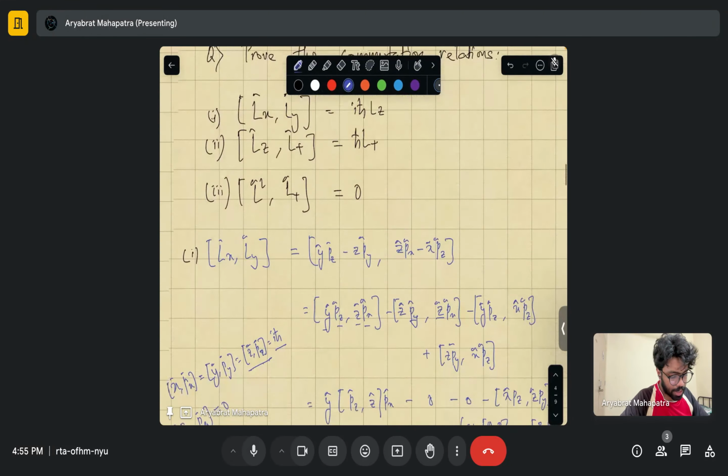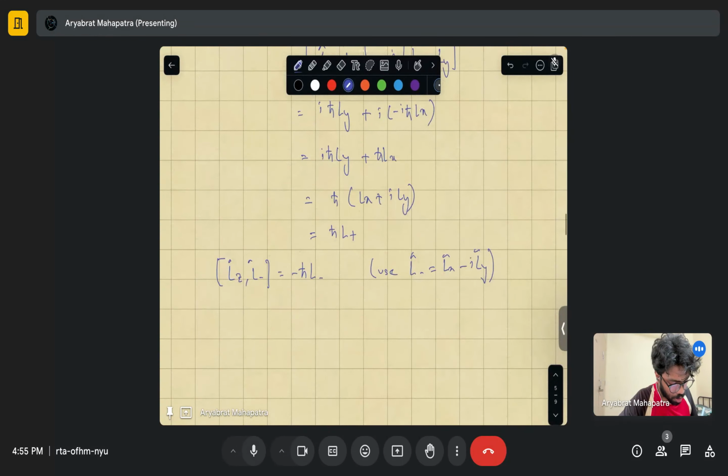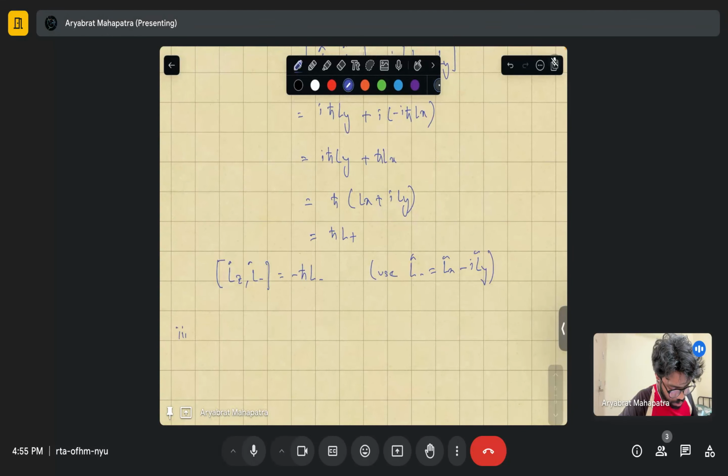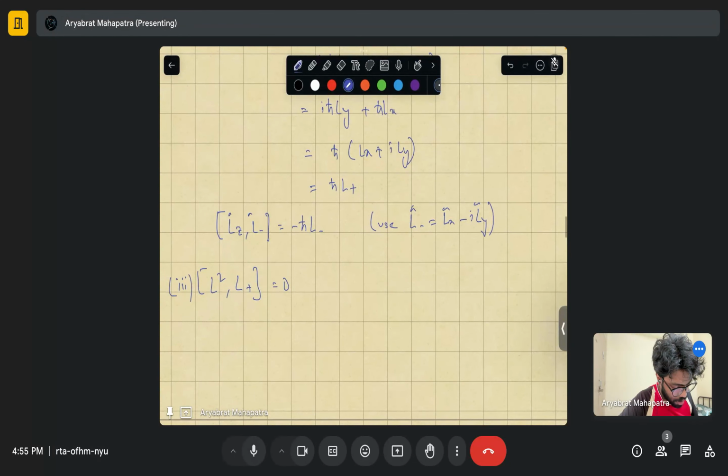Okay, and lastly we have one more commutation: L square with L plus is 0. Now, how can you write it? L square with L plus means L square with (Lx plus i Ly). So that is L square Lx plus i L square Ly.